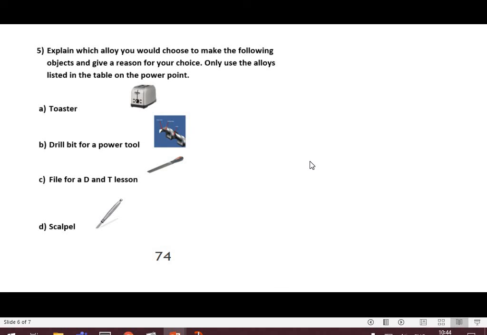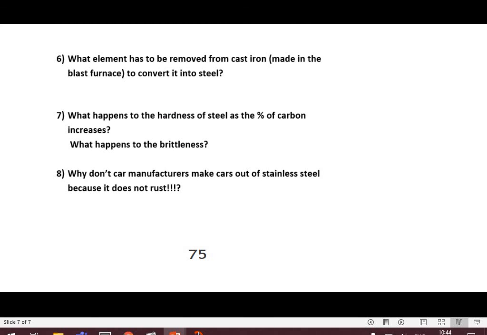When you come to question 5, it asks you to pick an alloy for each of those 4 objects. Can you only use the alloys that are given to you in the table on the PowerPoint, please? You can use the same one more than once as long as you can justify your reason for your choice. Okay, but only use the alloys that are in the PowerPoint Information on Alloys. And those questions then to finish off.